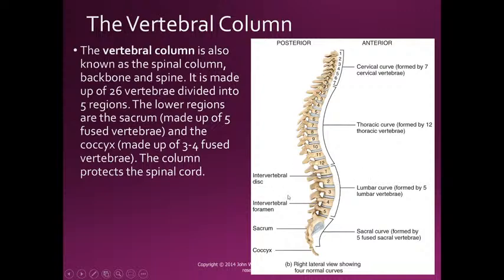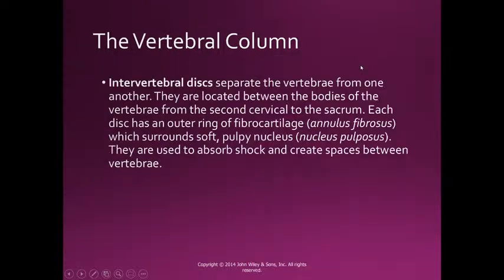All right. So then we move down to the sacrum with its 5 fused vertebrae, very characteristic, very easy to pick out, of course. And then the coccyx with its 3 to 4 fused vertebrae, easy to pick out as well. Now the intervertebral discs, they separate the vertebrae from one another, and they're located between the vertebral bodies of the vertebrae, those cylindrical masses.